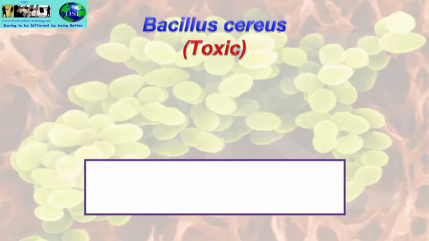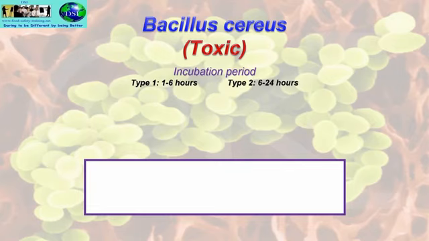Bacillus cereus. Again, this is another toxic one, so it produces a poison which causes the problem, not from the sheer numbers of bacteria that's ingested. This is known as the rice poisoning bacteria. If you've ever had food poisoning after eating takeaway rice or cooked rice yourself and didn't cook it properly, it could be this is the causative agent.